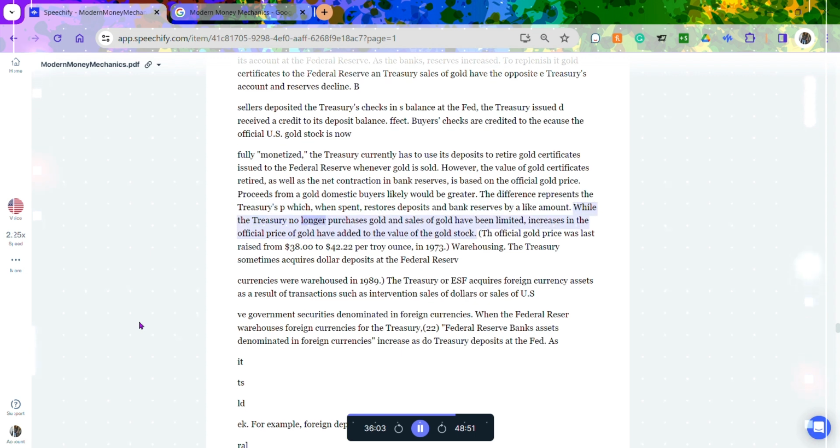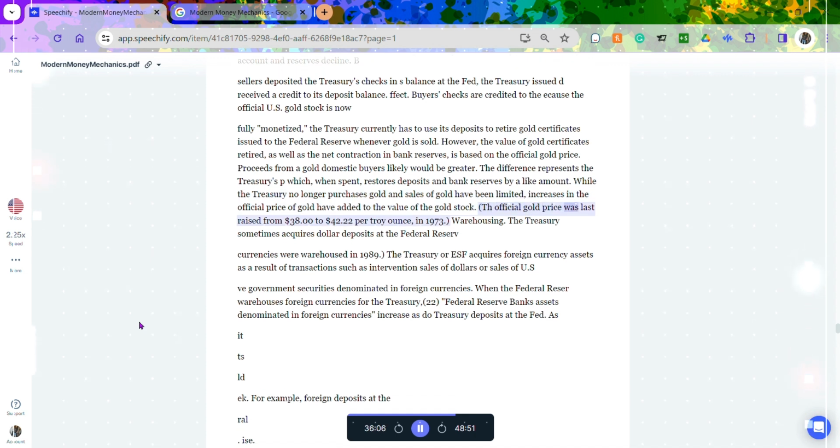While the Treasury no longer purchases gold and sales of gold have been limited, increases in the official price of gold have added to the value of the gold stock. The official gold price was last raised from $38 to $42.22 per troy ounce, in 1973.